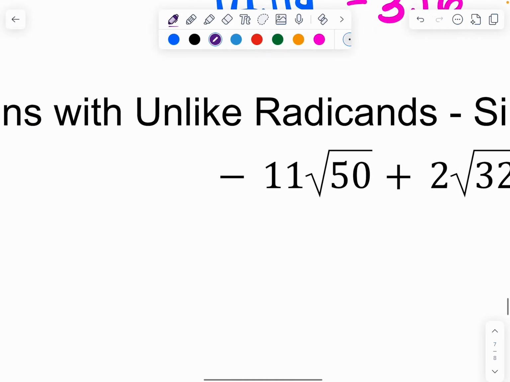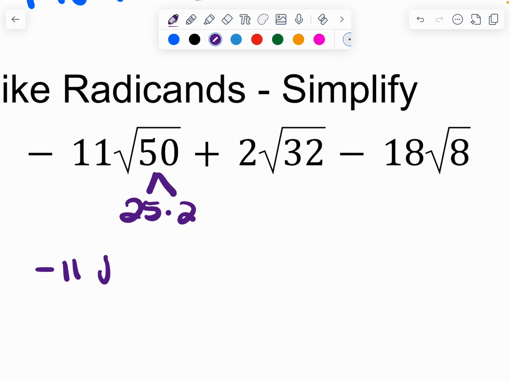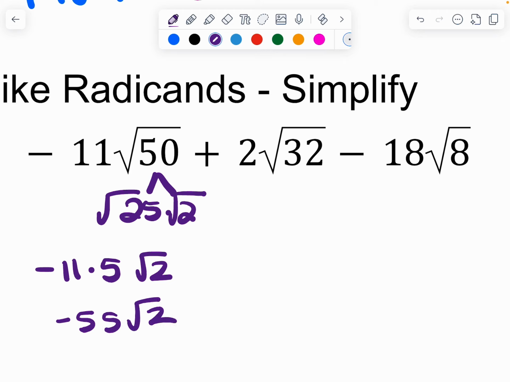Over here, simplify my radical. 25 times 2. So I get negative 11. Nope, try that again. If I take the square root, I get 5 and I get radical 2. So negative 55 radical 2. Then I have a plus, the plus sign down here.